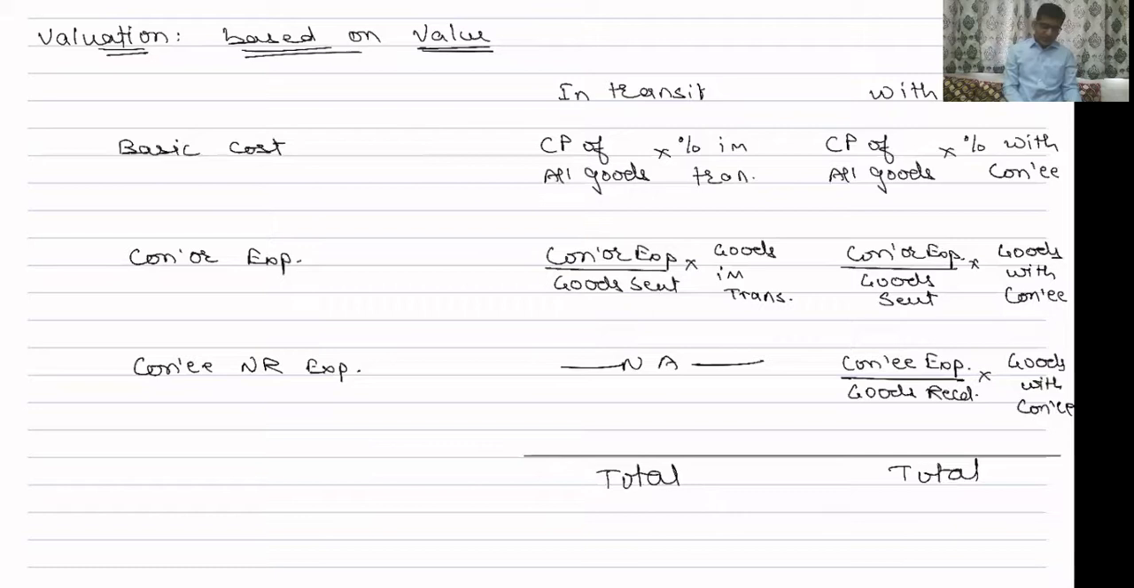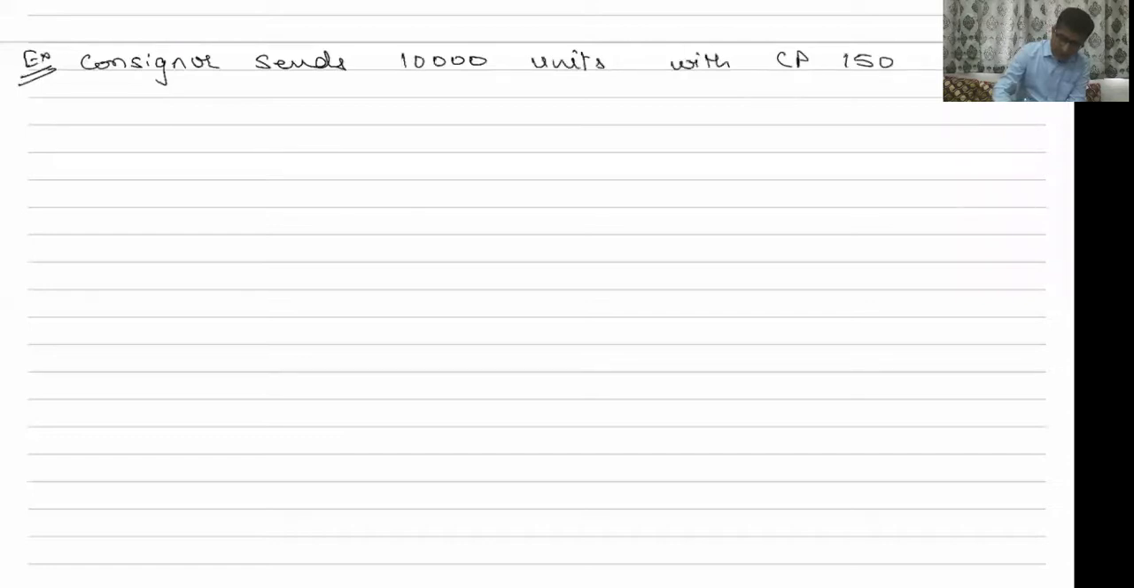Okay, let's try to understand this with the example now. Suppose consignor sends 10,000 units with cost price of 150 and invoice price of rupees 200 each. Consignor's expense is say 50,000.